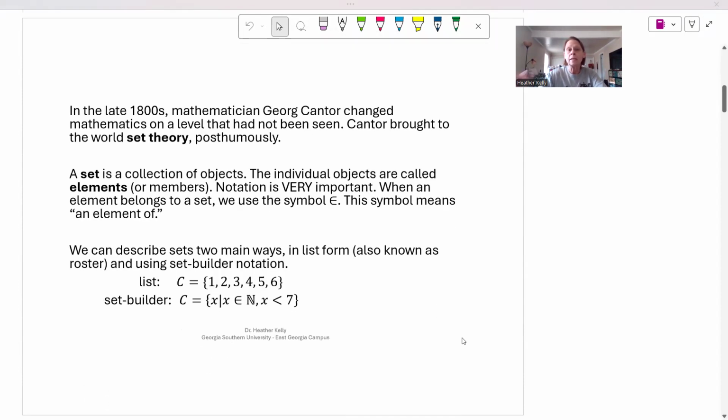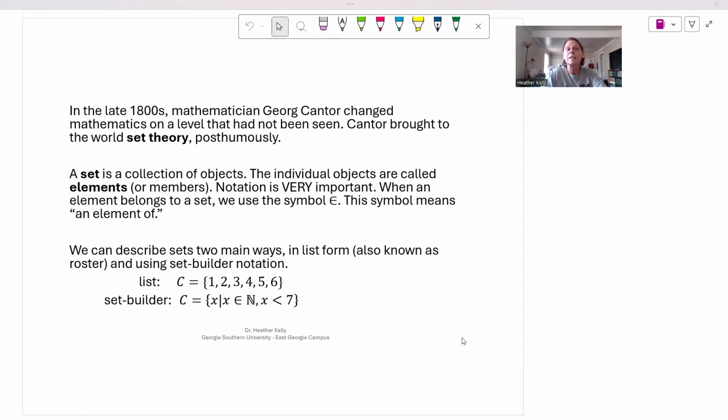Okay, so in the late 1800s, the mathematician George Cantor changed mathematics forever, in a way that hadn't really been changed before. And there had been lots of big discoveries coming up to the 1800s. But Cantor brought to the world something called set theory. And of course, like many famous mathematicians, his discoveries were embraced and used after he died, so posthumously. Let's get started with the definitions.